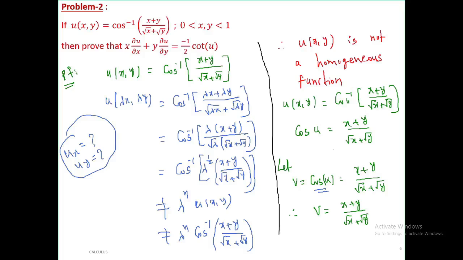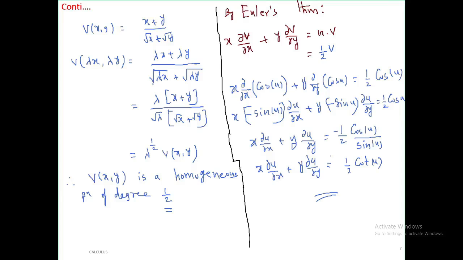So here, without finding partial derivatives, by Euler's theorem we can find the result x into dou u by dou x plus y into dou u by dou y. By Euler's theorem, we can do it like this. Understand? So next one.